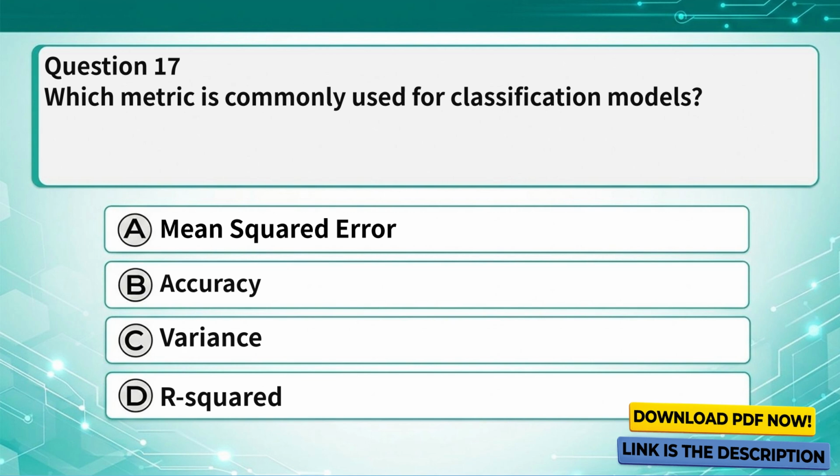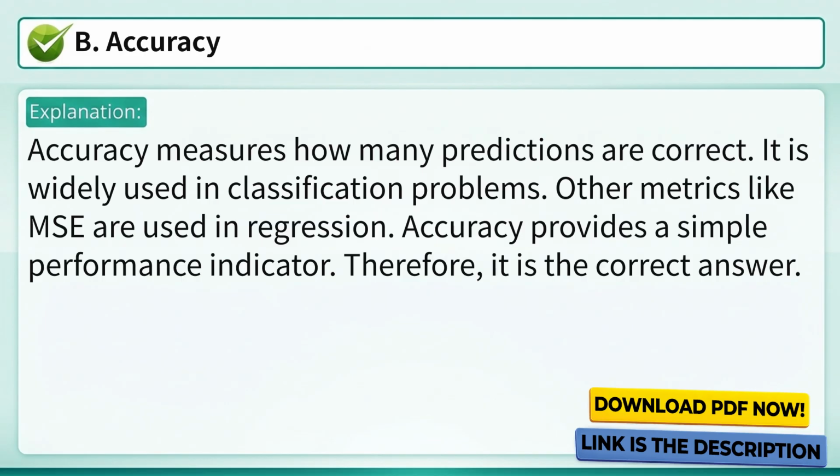Question 17. Which metric is commonly used for classification models? A. Mean squared error. B. Accuracy. C. Variance. D. R-squared. Answer: B. Accuracy. Explanation: Accuracy measures how many predictions are correct.